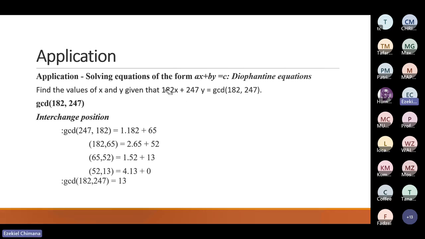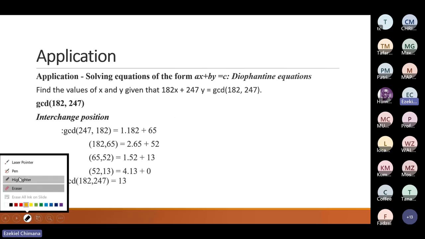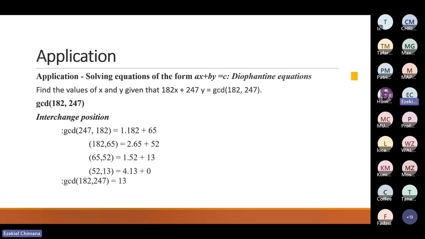On solving these equations of the form 182x plus 247y is equal to c, constant c. So here it will be ax plus by is equal to c. You can solve such type of equation using the Euclidean algorithm. So how do you do that?